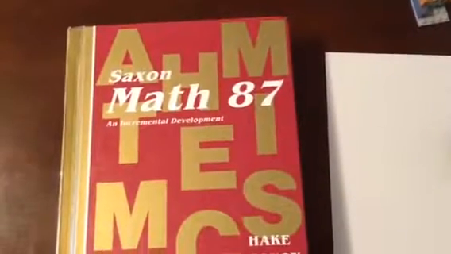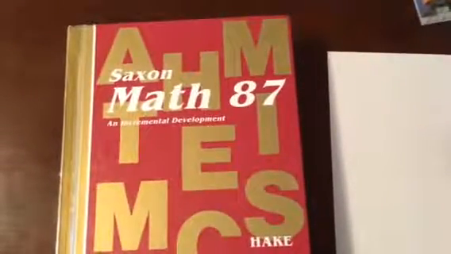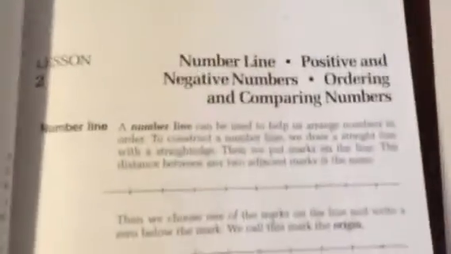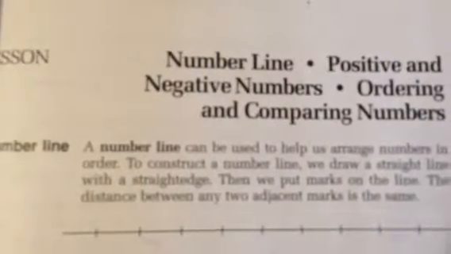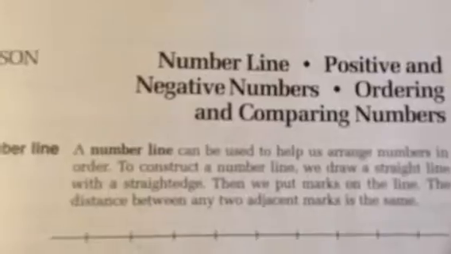Hey, what's up? Today we have a guest instructor for Saxon Math 8-7, Lesson 2. Epic Ethan is busy right now, so I'm going to step in, see if I can do a quick video on Lesson 2: number line, positive and negative numbers, ordering and comparing numbers.